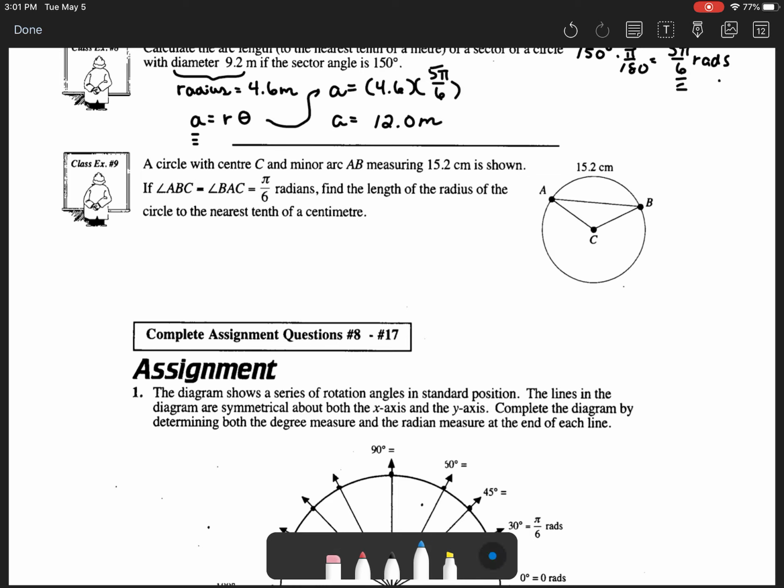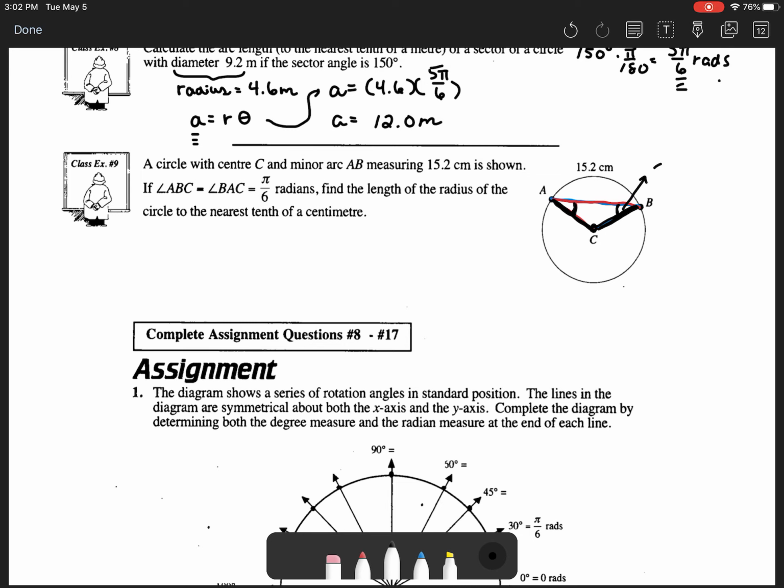Now, it says if angle ABC, so here's angle ABC. Remember, you start at A, you go to B, and then you go up to C, ABC. That is the angle they're talking about. They're saying ABC is equal to BAC. So those 2 angles are the same. That should make sense because the triangle in the diagram has this side equivalent to this side, so it is an isosceles triangle, which means these 2 angles have to be the same.